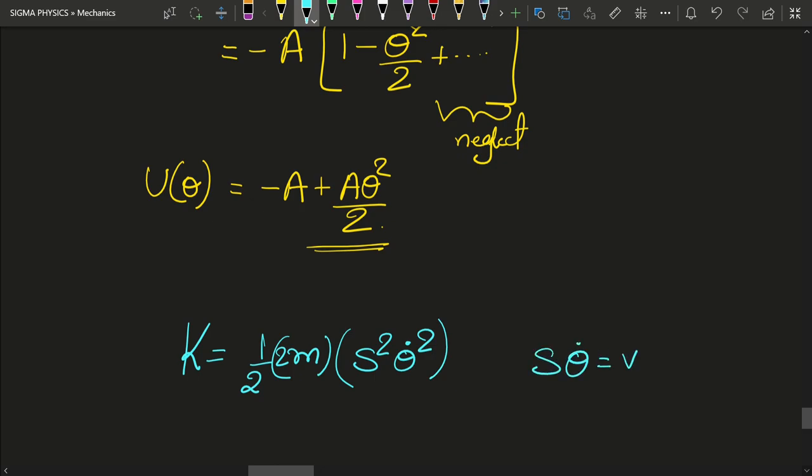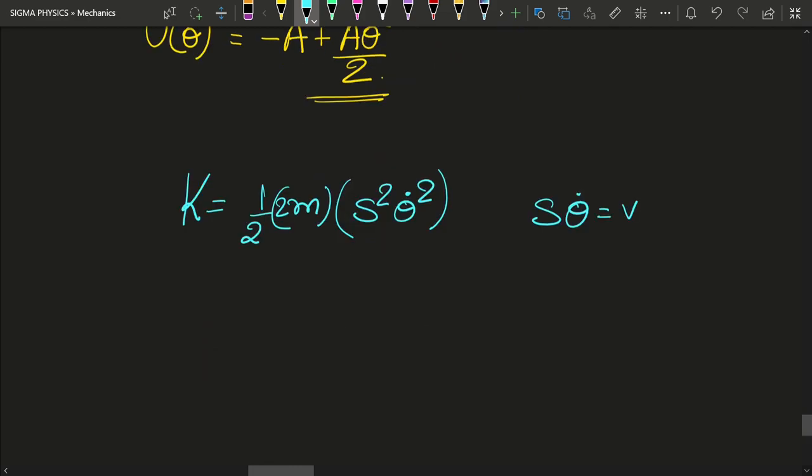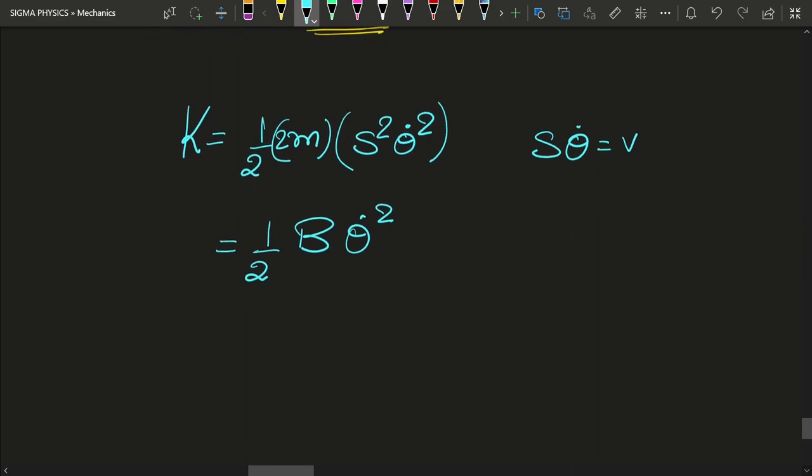So I have not done anything, but that is just half mv squared, but for both the masses, so 2 times half mv squared. So that is the kinetic energy. And hence, what I can write it as is equal to half b into theta dot squared. And you already know why I'm writing it as a, or I'm writing it as b, simply because I want to find the time period. Because you know that the angular frequency is equal to nothing but under root of a by b.